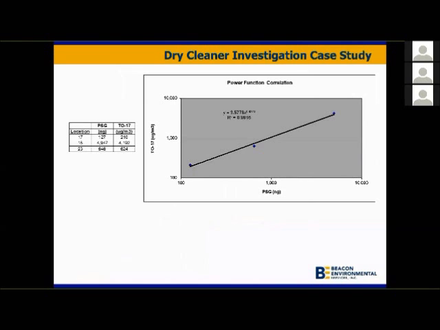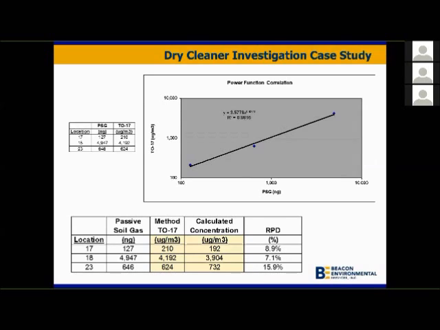The power function equation is shown in the graph, as is the correlation coefficient, which you can see was exceptional. The table below provides what the calculated concentration would be at each of these 3 locations by applying the power function equation to the passive measurements. As you can see, the relative percent difference between the measured and calculated concentrations is very good.